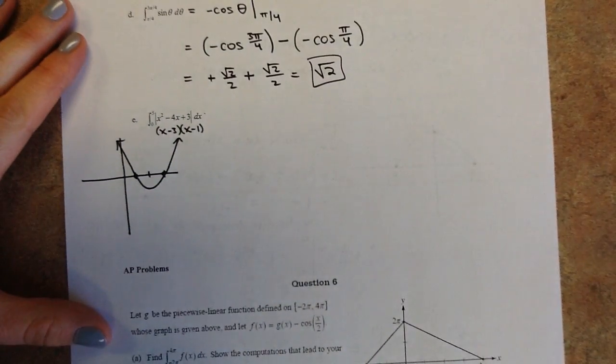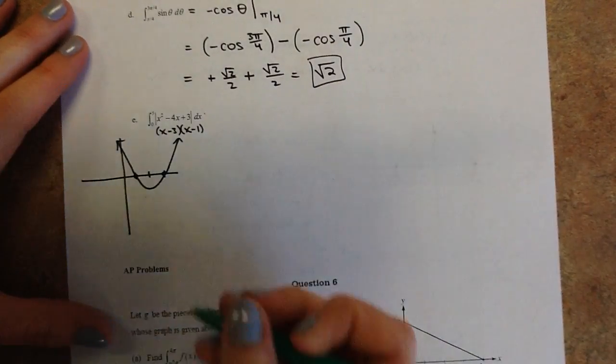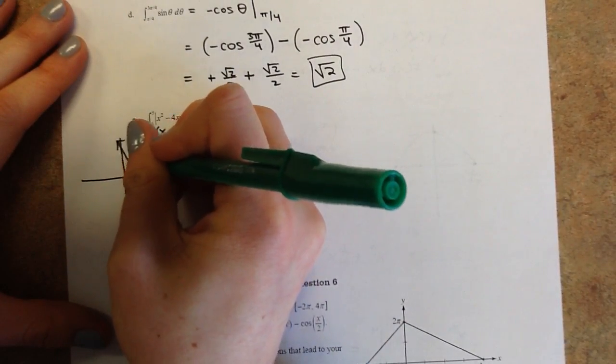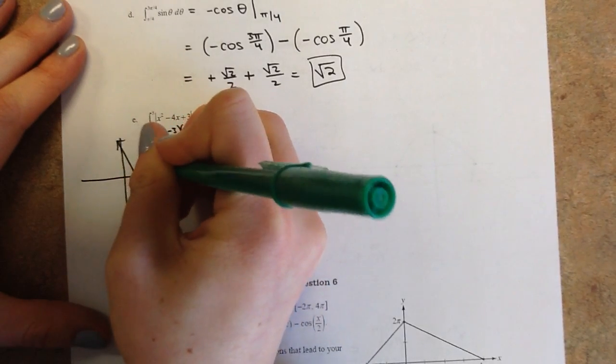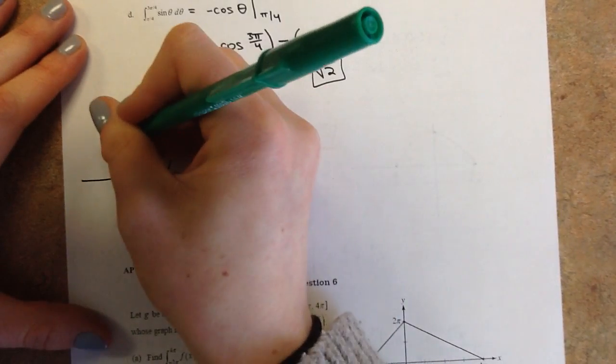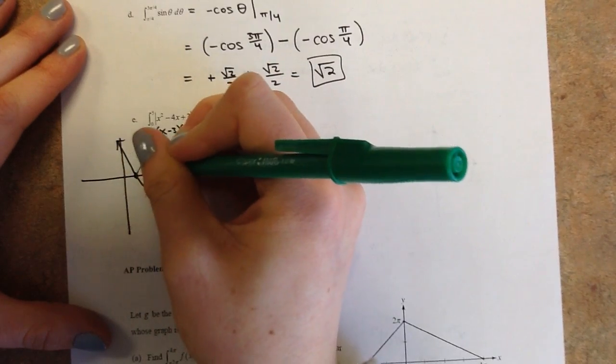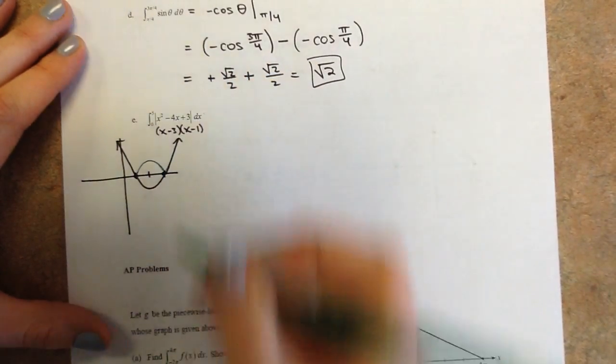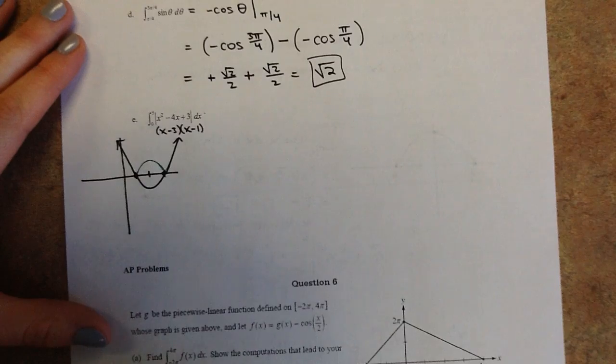However, I'm taking the absolute value of the parabola, which means anything that's below the x-axis gets flipped up. So I have this little piece that's going to get flipped up above the x-axis. So my actual graph goes like this, then it bounces back up above, and then it finishes off like this. So that is my absolute value curve.